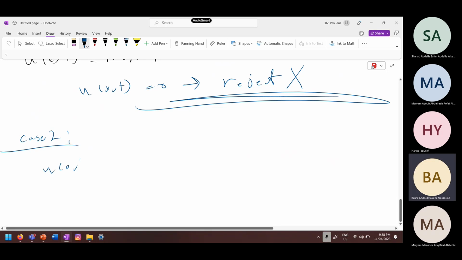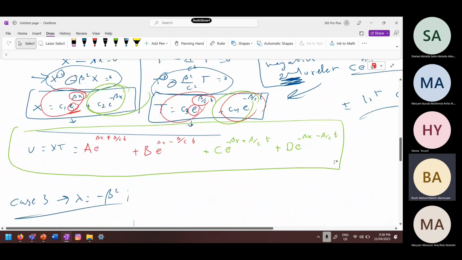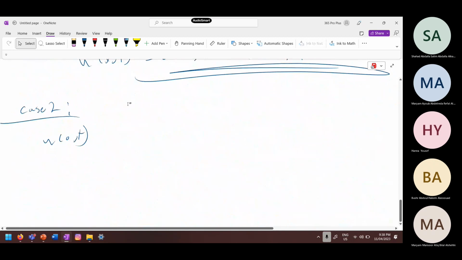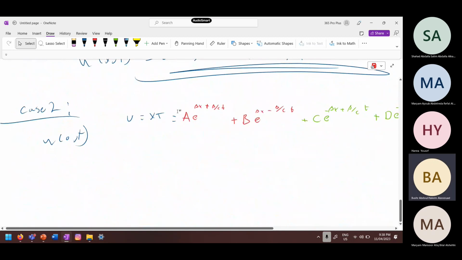Anyway, so case 2, u of 0, t. We'll have case 2 here in front of us for us to be capable of seeing what I'm doing.